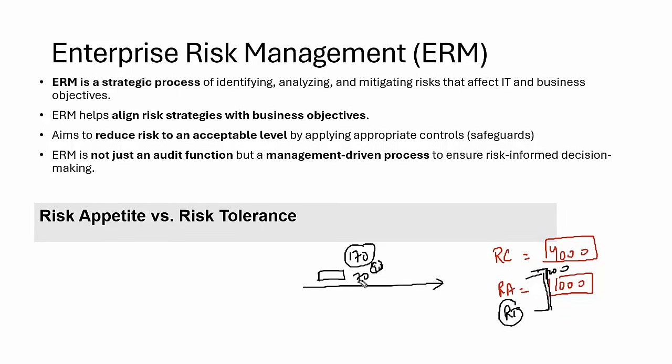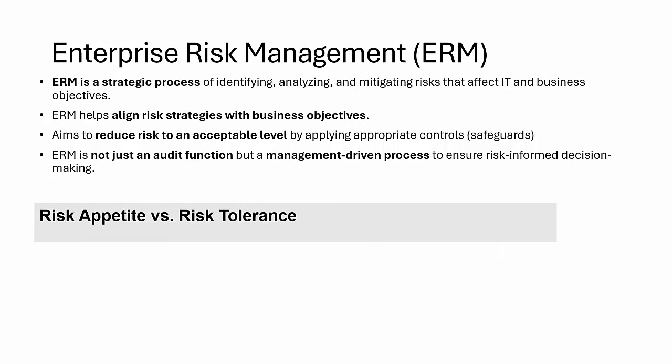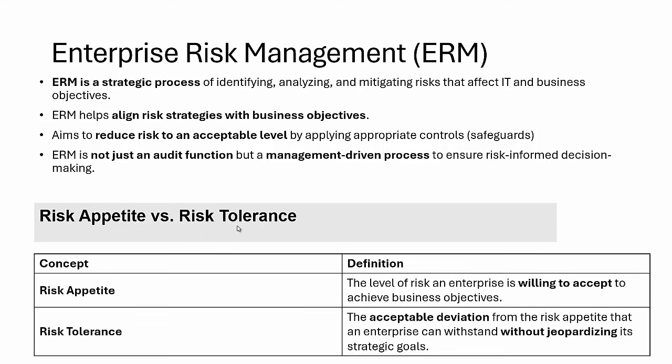So risk capacity is the maximum risk. Risk appetite is the level of risk that you take to pursue the mission. And risk tolerance is the kind of deviation we have. So based on risk tolerance, we can drive all the functions. Okay, so the level of risk the enterprise is willing to accept to achieve the business objective, that's the risk appetite.